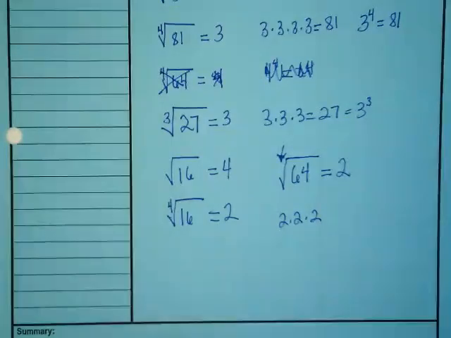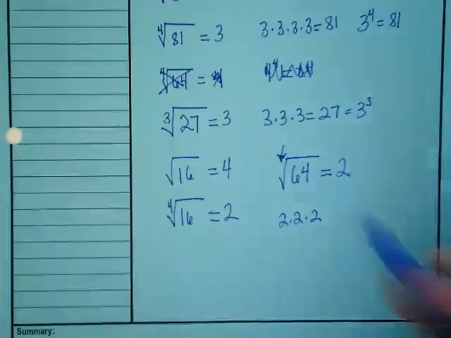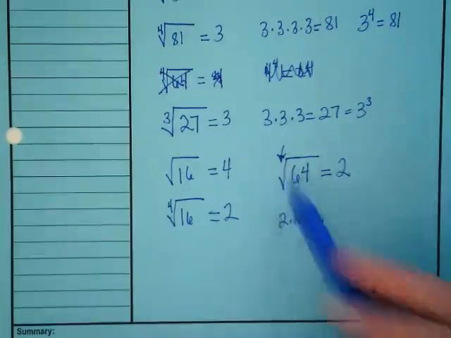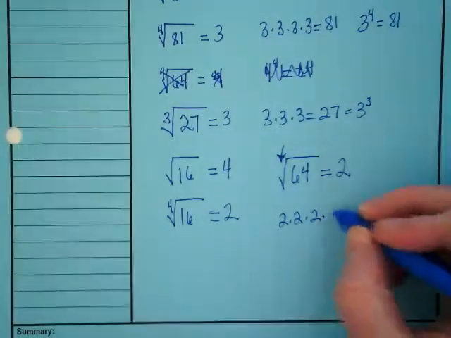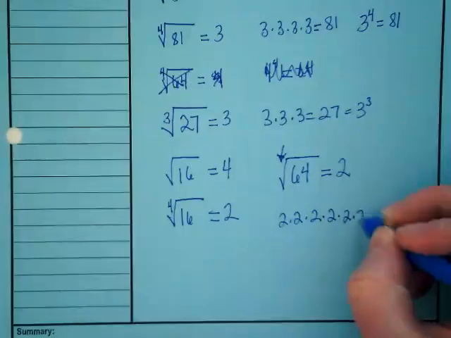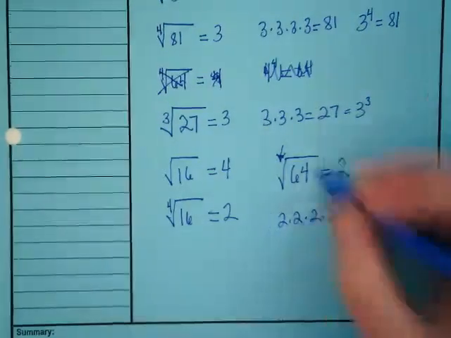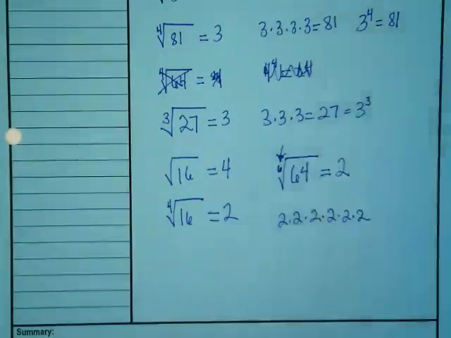If I know that 2 times 2 times 2 is 8, and I also know that 8 times 8 is 64, can I use this information to find out what number is going to go in that part of my radical? Yes. So I get a 6.